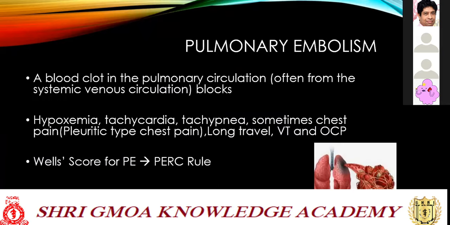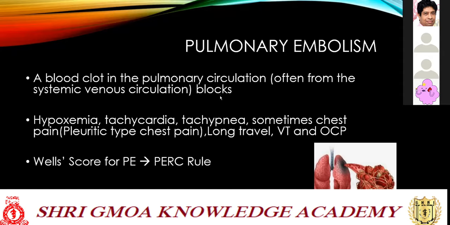Right, pulmonary embolism, next topic. I think pulmonary embolism is a very rare condition in Sri Lanka. I don't know whether it's rare or we are not investigating these patients properly. Anyway, it's a blood clot inside the pulmonary circulation, especially blocking venous circulation. The symptoms are hypoxia, tachycardia, tachypnea, sometimes chest pain, a sort of pleuritic type chest pain, associated with long travels, history of venous thrombosis and OCP. If you have a patient on OCP, there is a high chance of getting it.